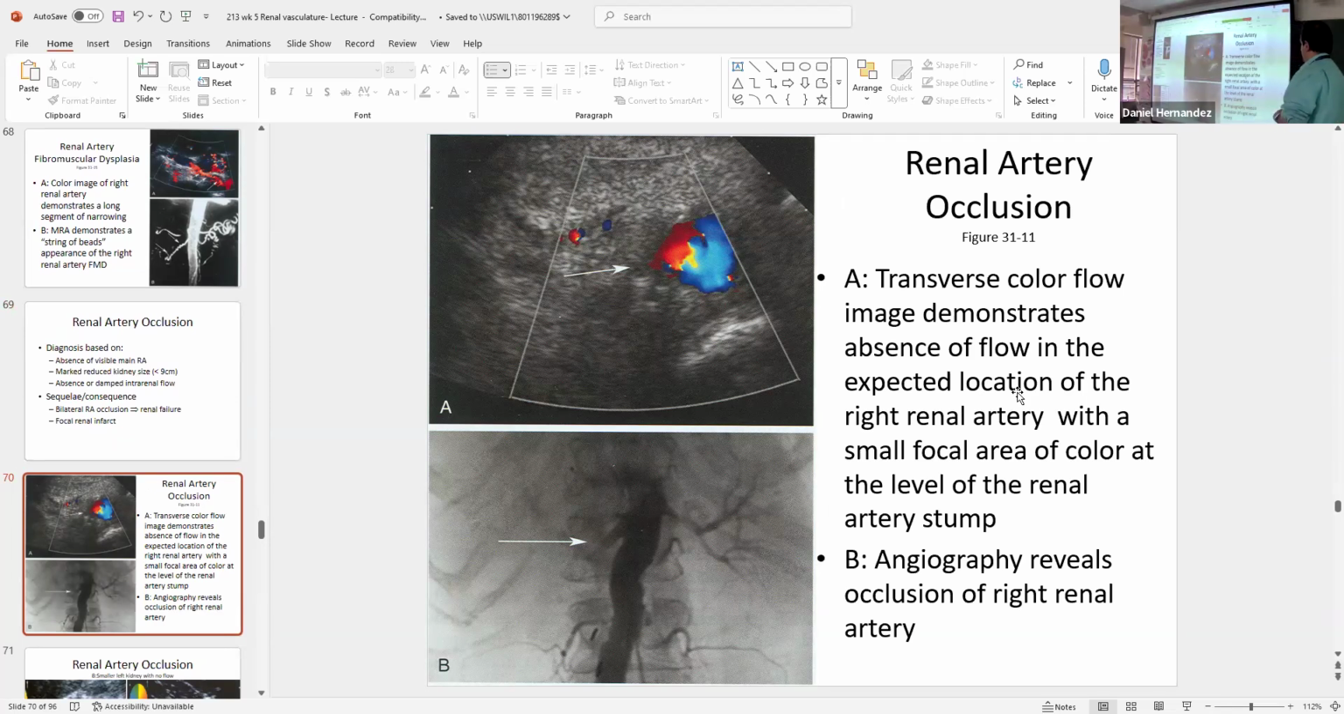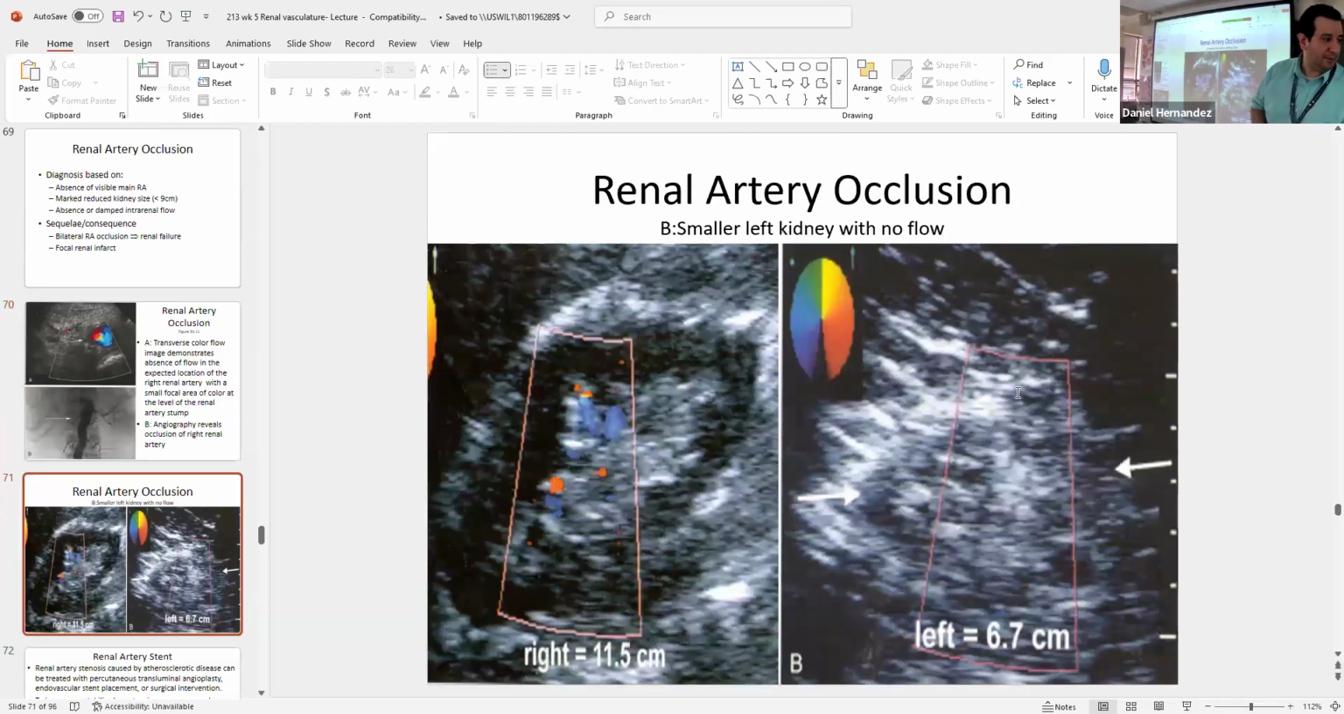It's a little hard to see. The transverse color flow image demonstrates absence of flow in the expected location of the right renal artery. So we're transverse, we have our aorta, we expect to see that right renal artery coming off. Don't see it. The angiogram confirmed occlusion of that.